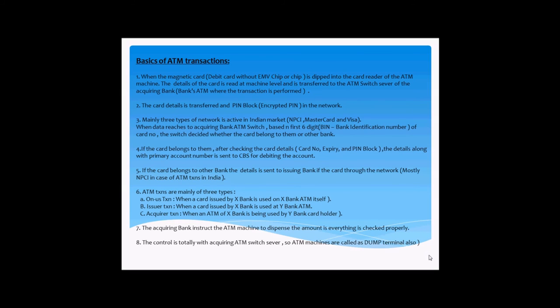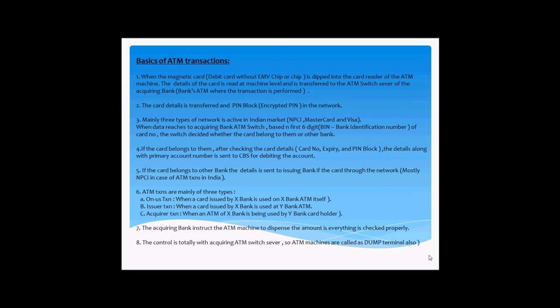The next one is the issuer transaction. A card is issued by the X bank and it is used at the Y bank ATM. The X bank will call this transaction an issuer transaction, and for the Y bank it will be an acquired transaction. So for X bank it is an issuer transaction, and Y bank has acquired the transaction of X bank, so the Y bank will call itself the acquirer bank. I hope I am making it clear about the issuer and acquirer transactions.